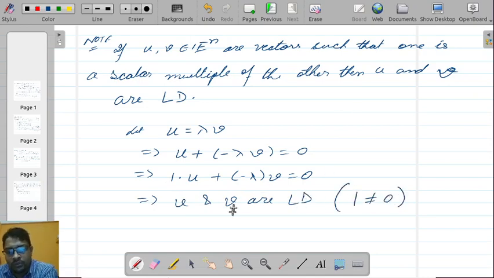Two vectors u and v will be linearly dependent if we can find scalars, not all 0, such that lambda 1 into the first one plus lambda 2 into the second one is 0. Here I have got two scalars, one is 1, another is minus lambda. I do not know whether minus lambda is 0 or non-zero, but I am sure that 1 is non-zero. So immediately I can conclude that u and v are linearly dependent. So if two vectors are given such that one is a scalar multiple of the other, then immediately we can say they are linearly dependent.